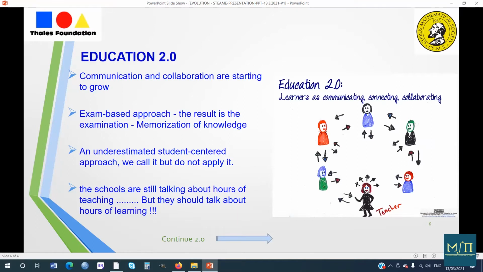But this is the period, the system, where everything is exam-based. So the teacher teaches, the student is learning, and then at some point there is an exam to assess whether the knowledge is received. But the exam really can never, or only with great difficulty, assess competence and skills.